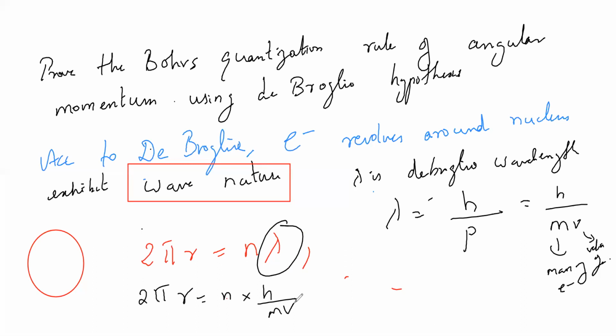And if I just bring this 2 pi to the other side, and this mv I'll multiply with r, I'll get mvr. So I'll get mvr is equal to nh by 2 pi.